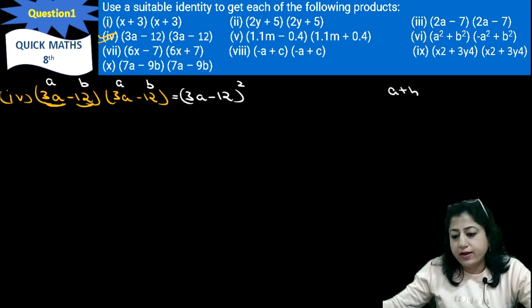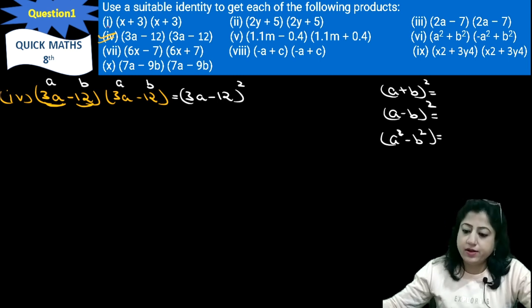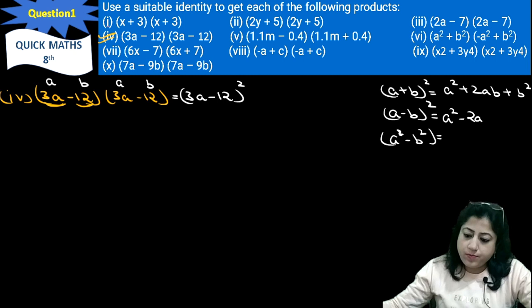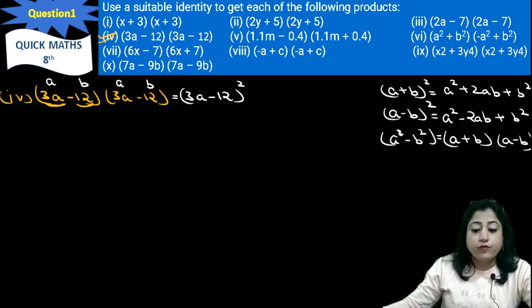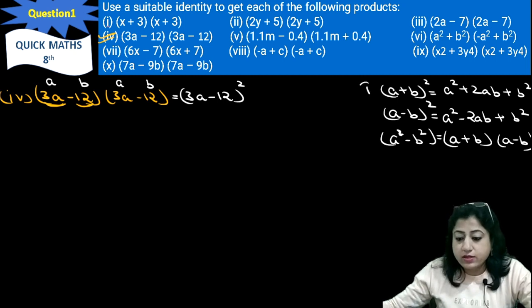I can write the identities again: a plus b whole square, a minus b whole square, and a square minus b square. I will write only three identities here because in the first question only three identities are being used. A square plus 2ab plus b square, a square minus 2ab plus b square, and this one is a plus b and a minus b. Now for this question, if this one is a, this one is b and minus in between, we will utilize the second identity.